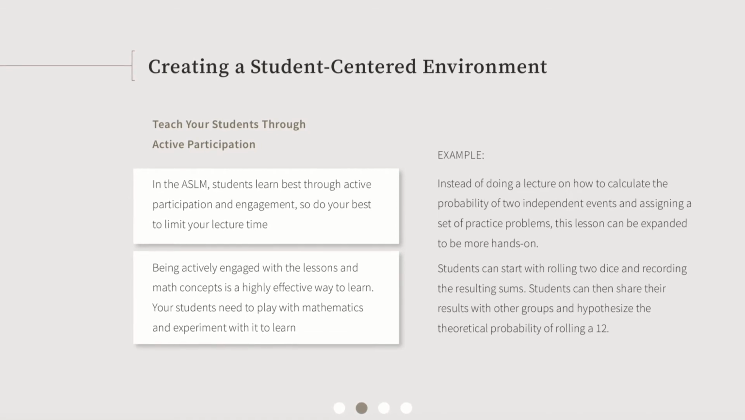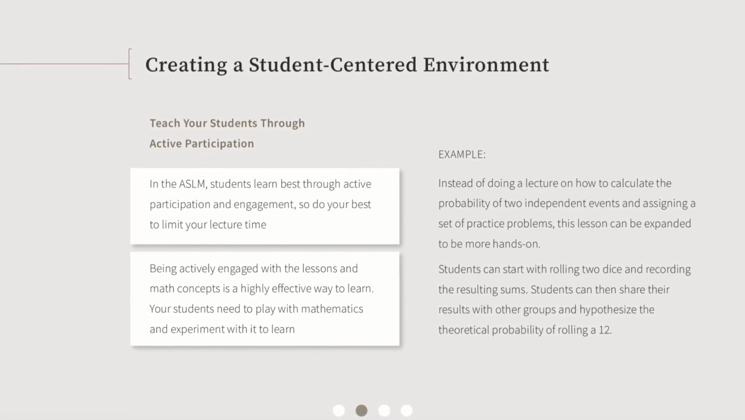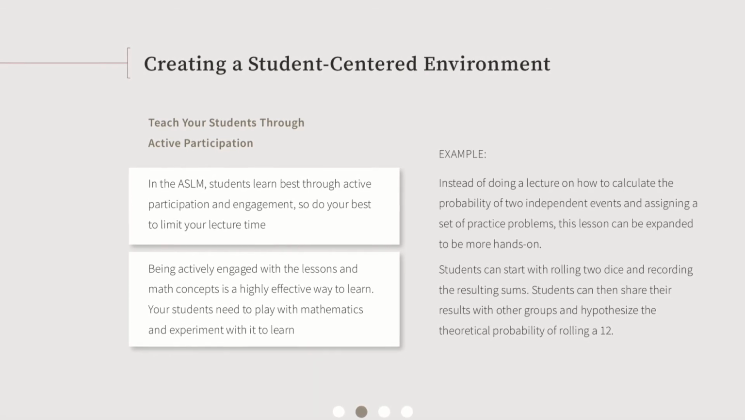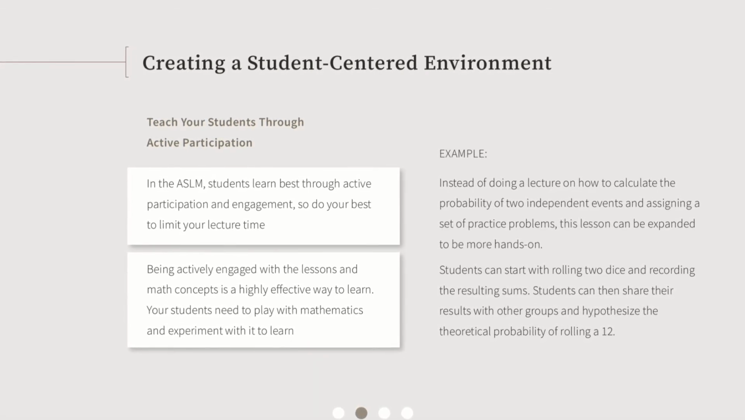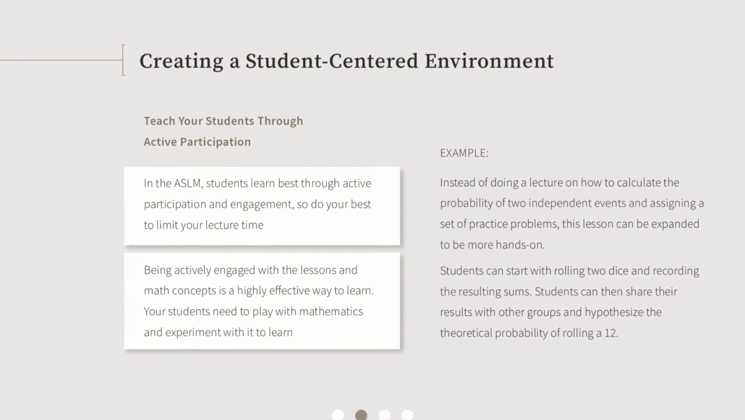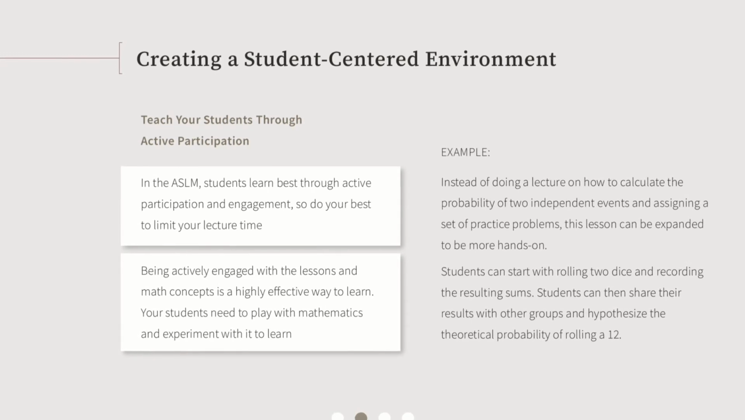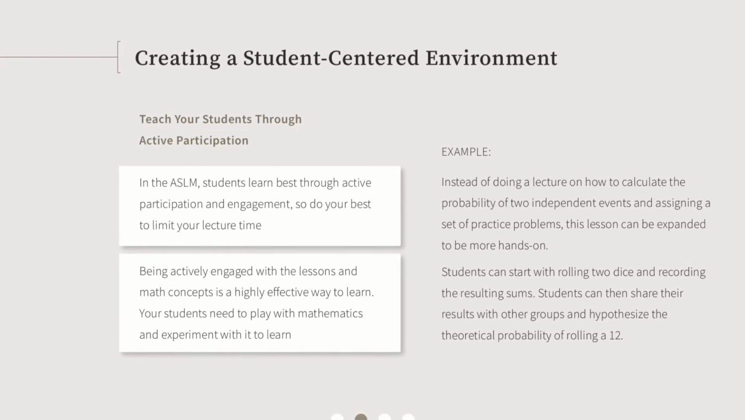The ASLM advocates that being actively engaged with the lessons and math concepts is a highly effective way to learn. Your students need to play with mathematics and experiment with them to learn. When young children are learning about numbers, they are given a lot of opportunities to experiment with numbers and quantities.